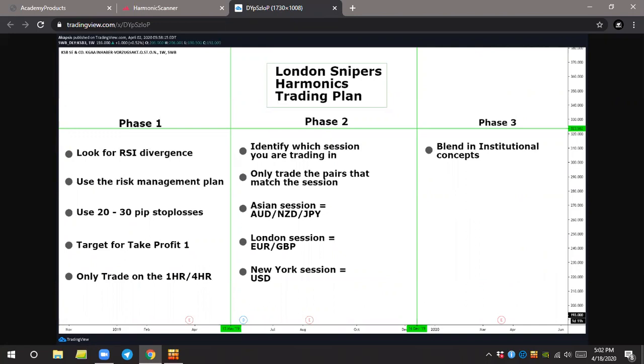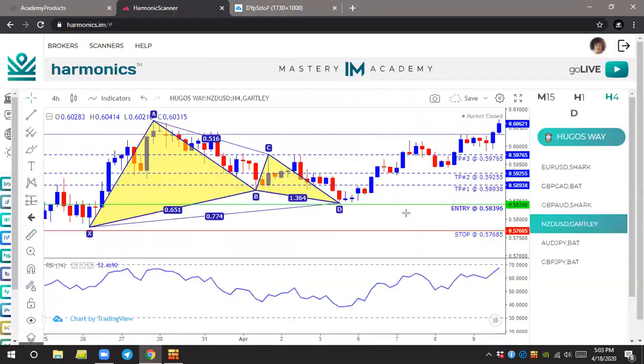So now in phase three, what we're going to go over is blending institutional concepts, guys. That is taking order blocks, highs, lows, fair value gaps, breakers, mitigation, all of these things in institutional knowledge. We're going to start blending them in with the harmonic scanner, guys.